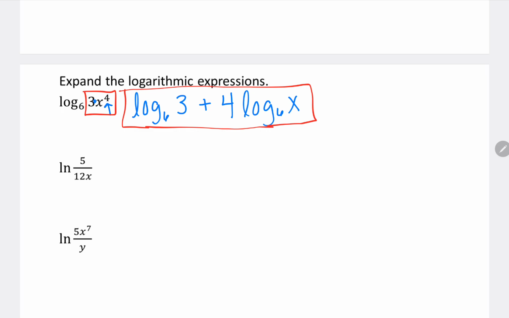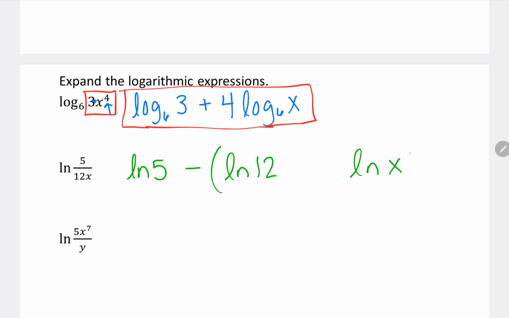So the next example, we've got 3 ln's that we're going to write. We're going to need an ln for the 5, an ln for the 12, and an ln for the x. No power property going on here, but we do have both quotient and product. So 5 divided by 12x, so we're going to subtract.